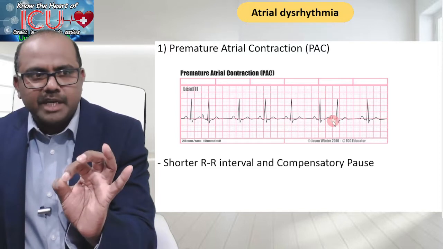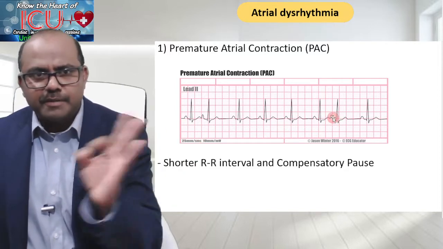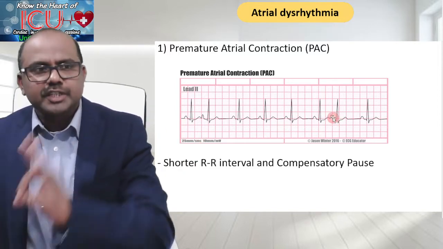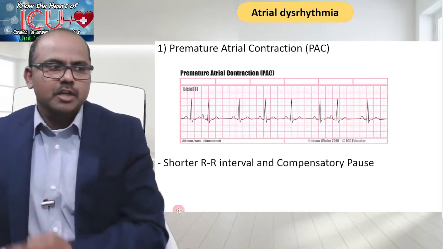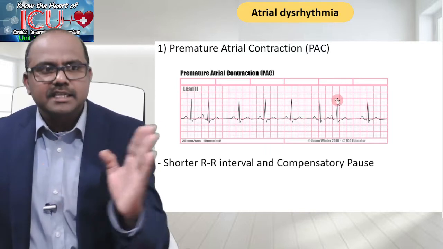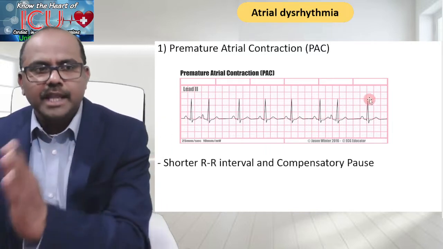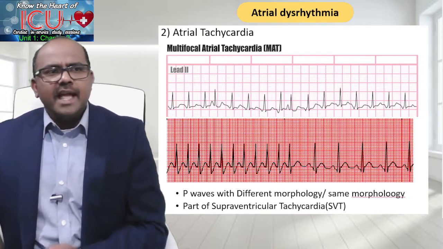Okay, so here, this is a premature complex. Just because there is an upright P wave and abnormal P wave, it's not from sinus, not from junction, not from ventricle, so it's from some other part of the atria. So it's a premature atrial complex, and the classical sign is your shorter RR interval followed by a longer RR interval.